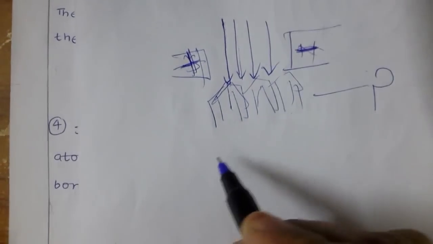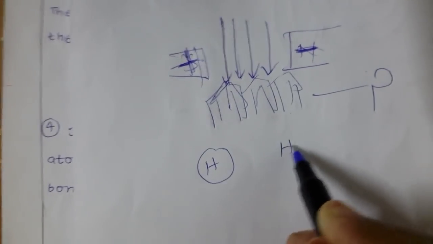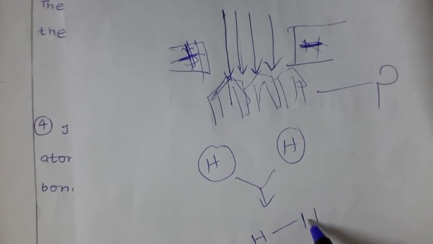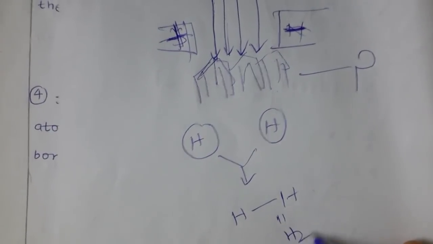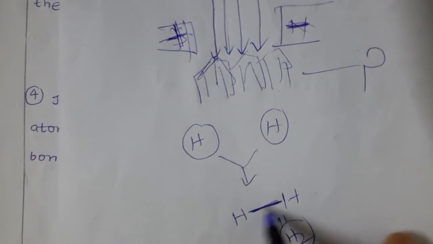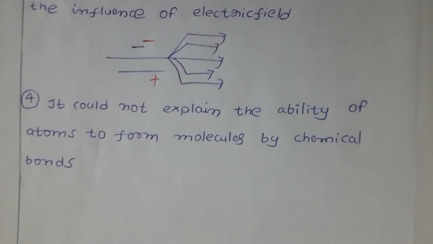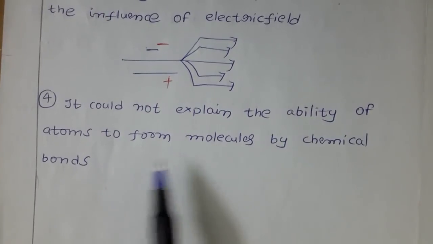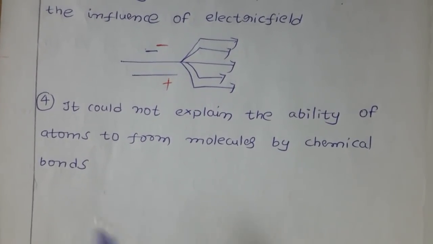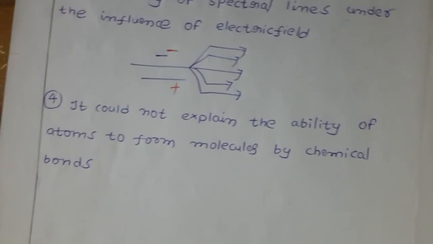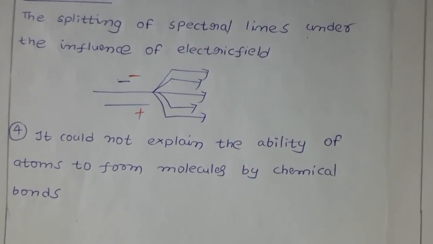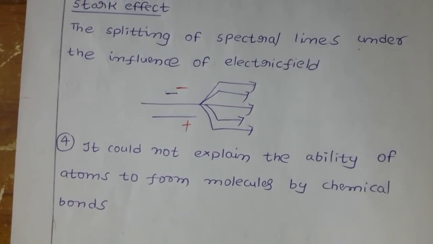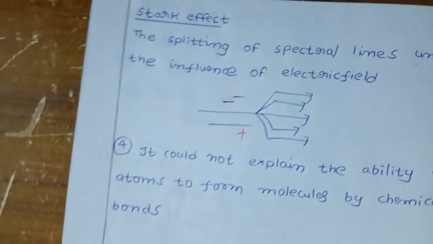By one chemical bond. A hydrogen atom and another hydrogen atom combine together to form the H2 molecule. How do they combine? By forming one chemical bond. Bohr's theory could not explain the ability of atoms to form molecules by chemical bonds. Why do atoms form molecules? It didn't give an explanation. These are the limitations of Bohr's model of the hydrogen atom.